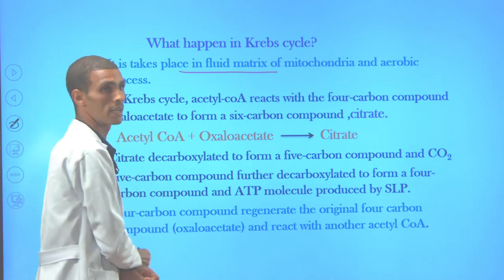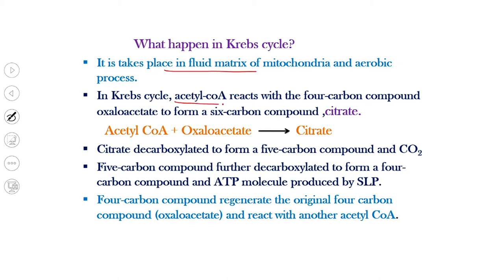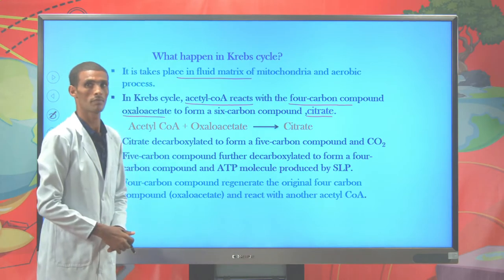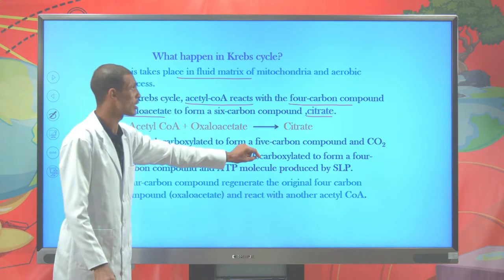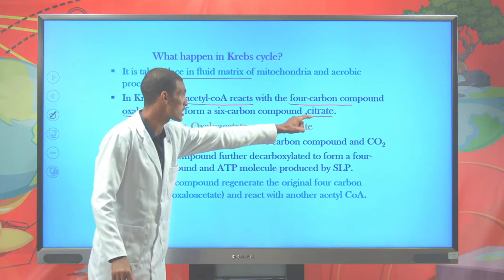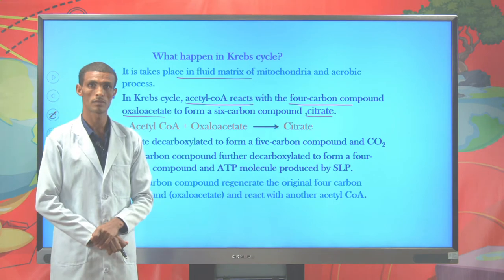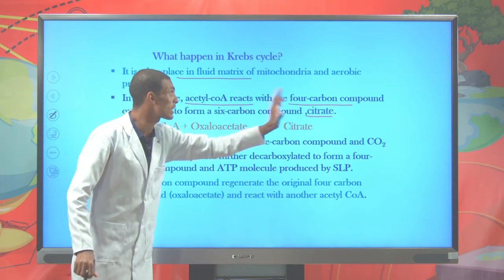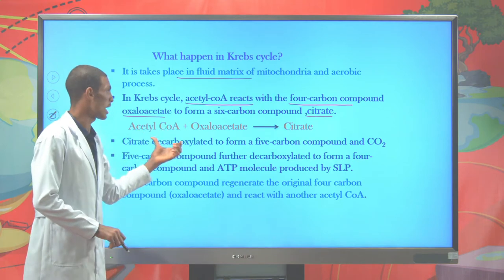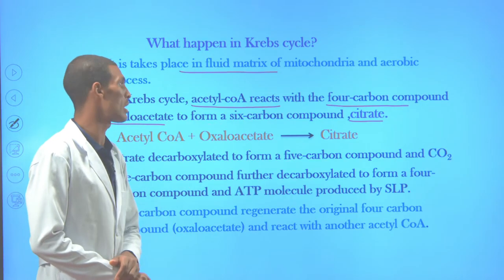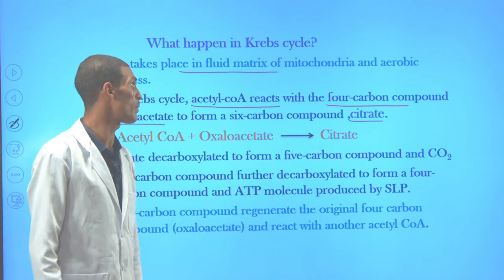Here, in the Krebs cycle, acetyl CoA, which came from the link reaction as a link between glycolysis and the Krebs cycle, reacts with a four carbon compound, oxaloacetate, to form a six carbon compound called citrate. Here, there is a binding of acetyl CoA with oxaloacetate to form the six carbon compound citrate. An enzyme catalyzes the process.